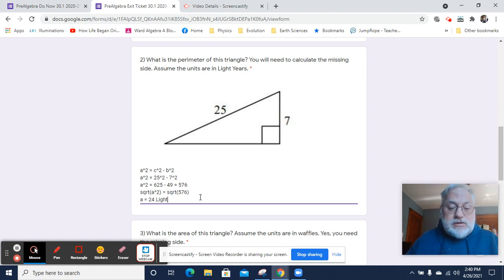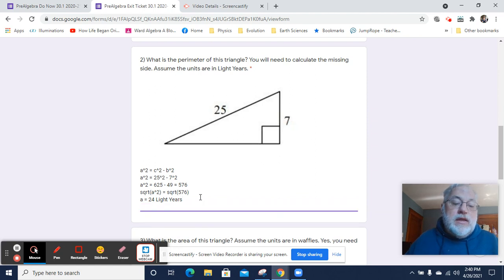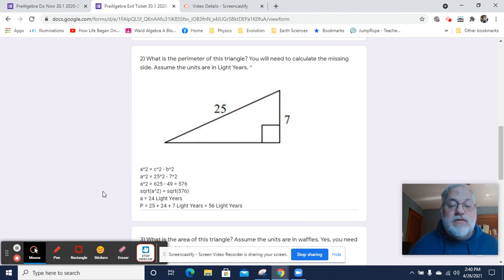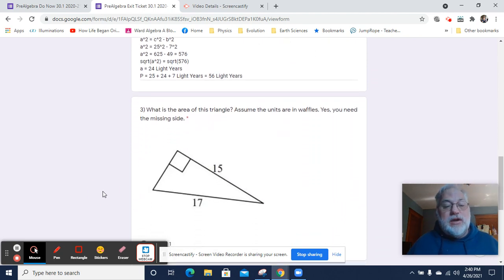So now we find the perimeter. The perimeter will equal 25 plus 24 plus 7 light years. Okay, and that's going to equal 49 plus 7, which will be 56. 25 plus 24 is 49, plus another 7 is 56 light years. Okay, 56 years for light to go all the way around that triangle.